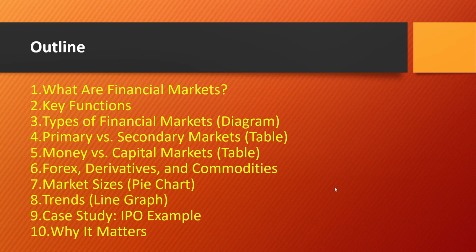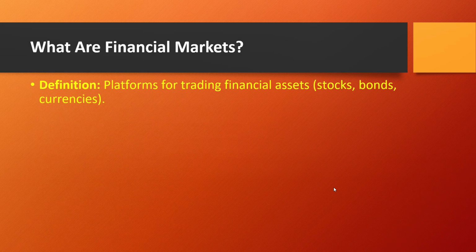So let's start with the basics. What exactly are financial markets and why do they matter? Financial markets are platforms or systems where buyers and sellers trade financial assets like stocks, bonds, currencies, and derivatives. Think of them as the engine that powers the global economy. But why do they exist? Well, financial markets solve a critical problem. They connect those who have money, meaning investors, with those who need money, meaning governments, corporations, and individuals.